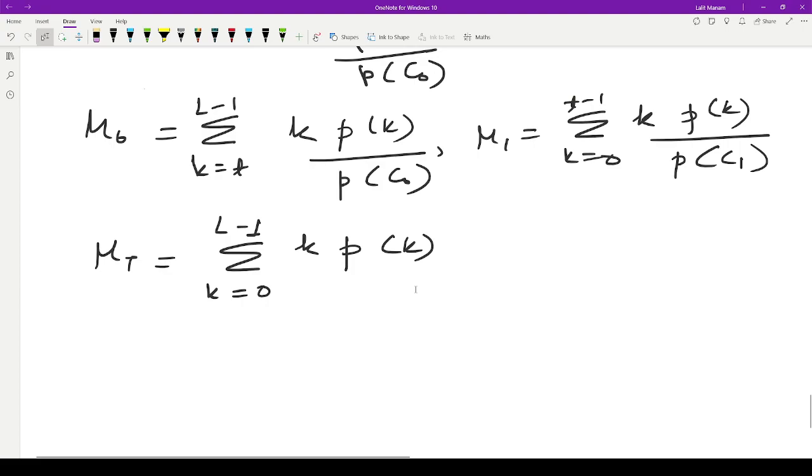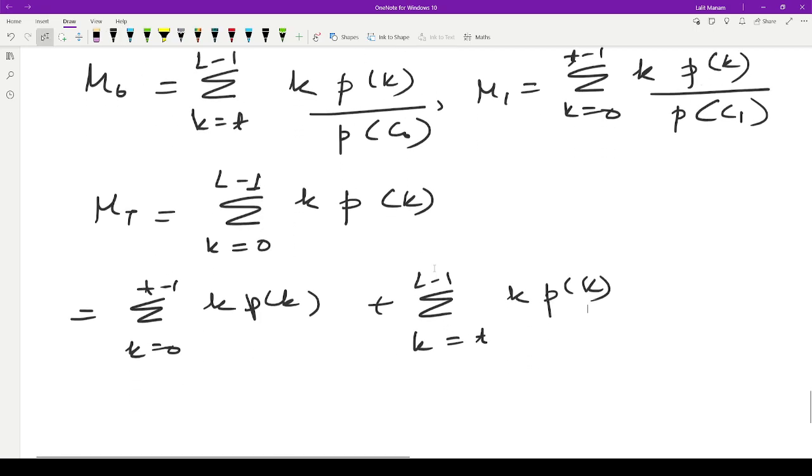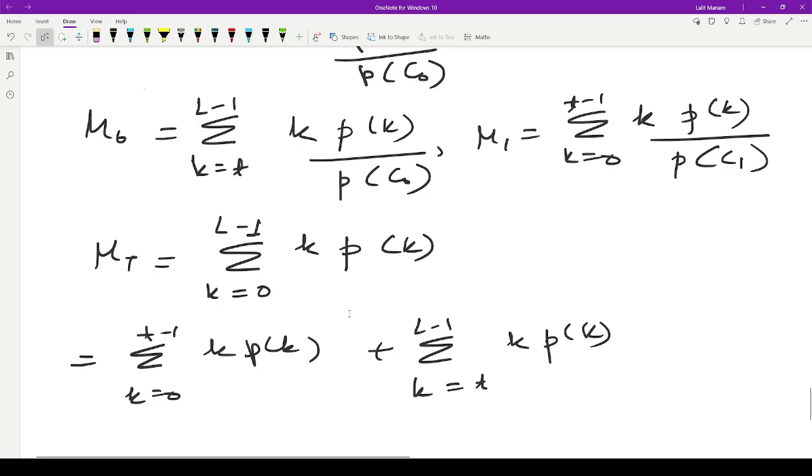Okay, so the mean of all the intensities is given by summation k equals 0 to L minus 1 of k pk. I would like to break this down in such a way that I can include mu naught and mu1, which is simply summation k equals 0 to t minus 1 of k pk plus summation of k equals t to L minus 1 of k pk. It's just the same. We just broke the summation into two.